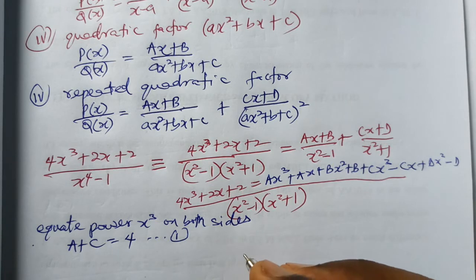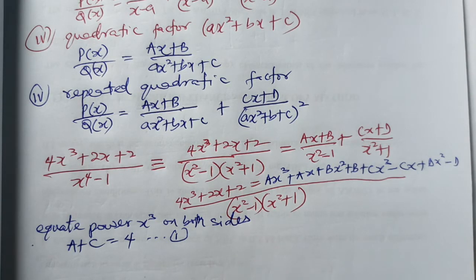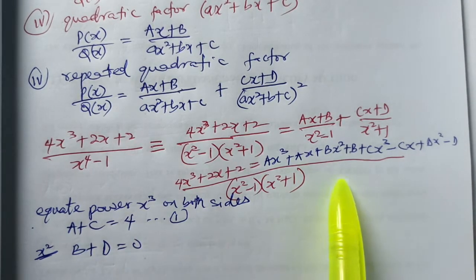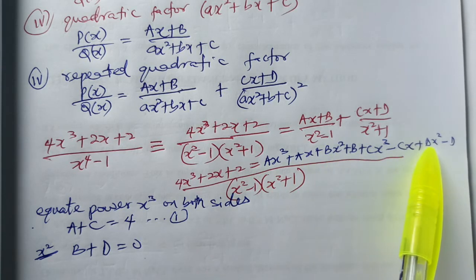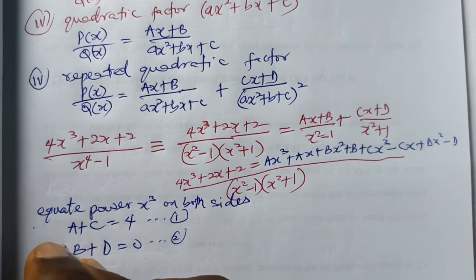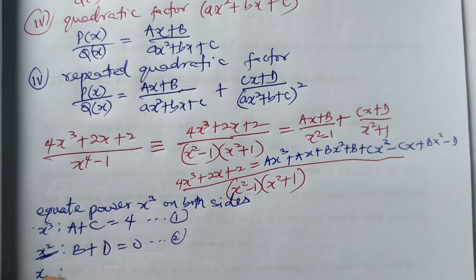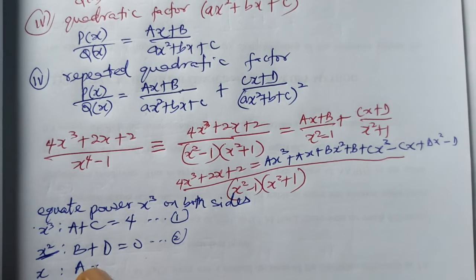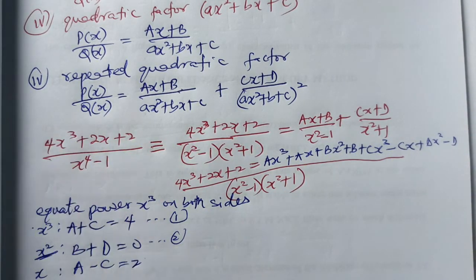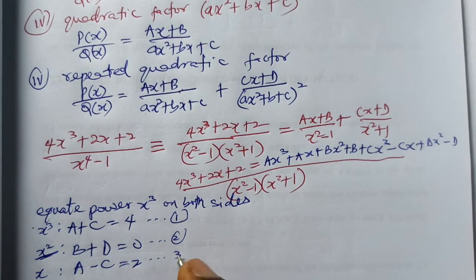For powers of x squared, we have that b plus d is equal to 0. There's no x squared here, so let's call it equation 2. For power of x, we will have that a minus c is equal to 2. So we write it as equation 3.